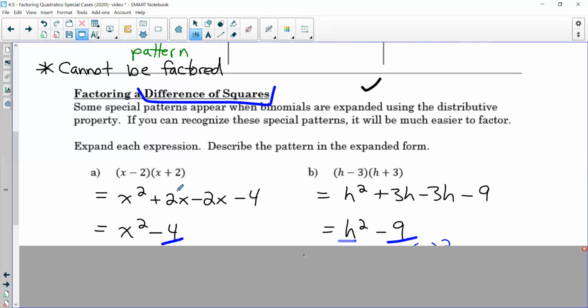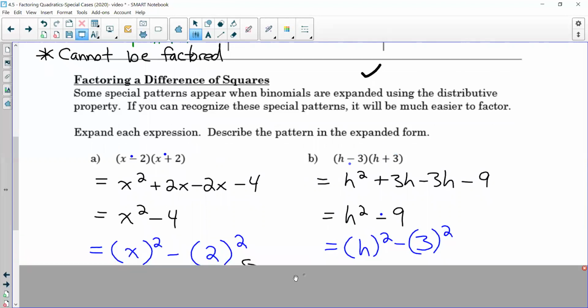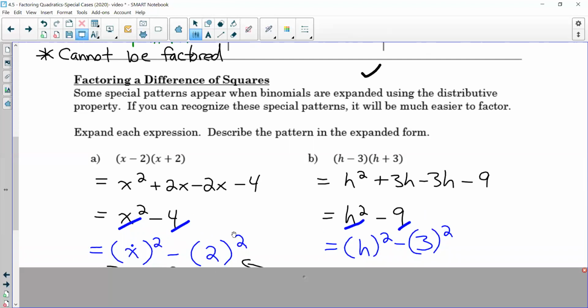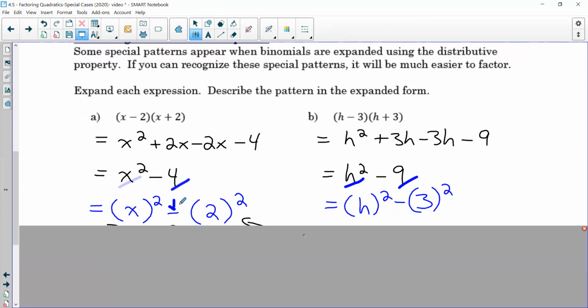4 is a perfect square, came from multiplying the 2's together. 9 is a perfect square, came from multiplying the 3's together. The minus sign is as a result of the fact that the operations in the brackets are opposite. So this pattern can be written this way. x squared is a perfect square, 4 is a perfect square, h squared is a perfect square, 9 is a perfect square. So there's your difference of one squared and another squared.